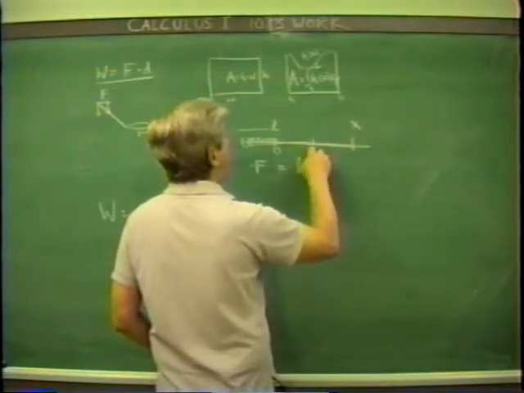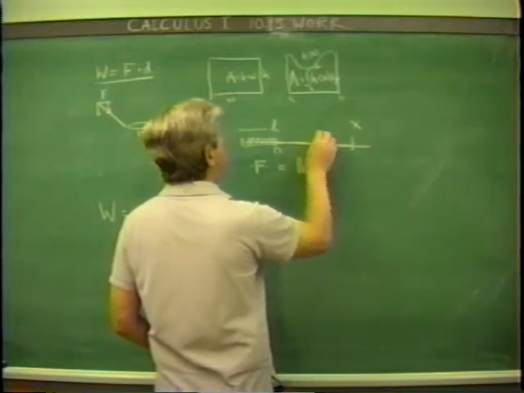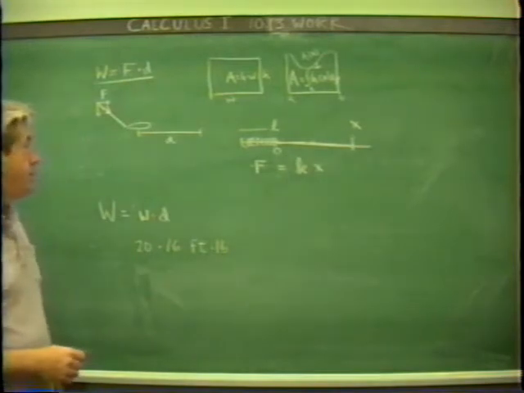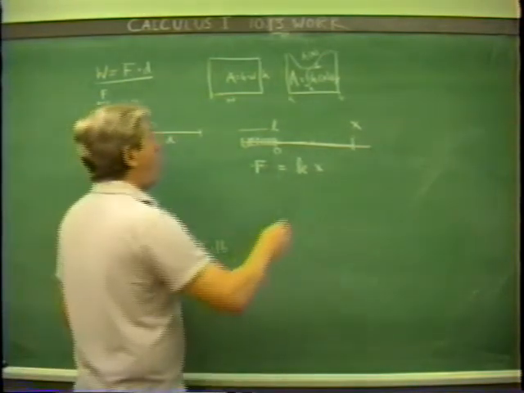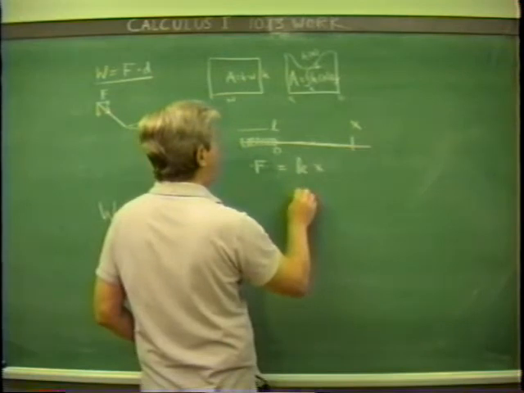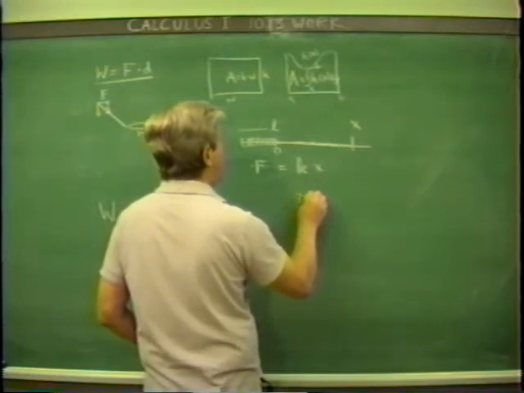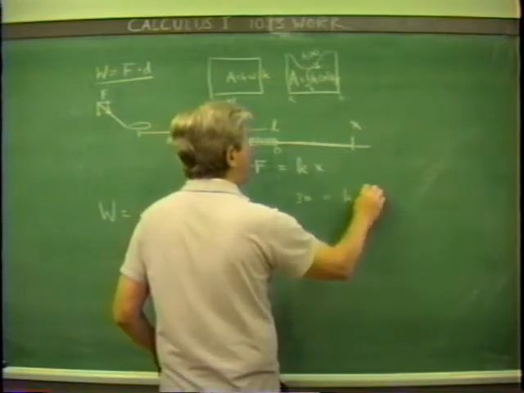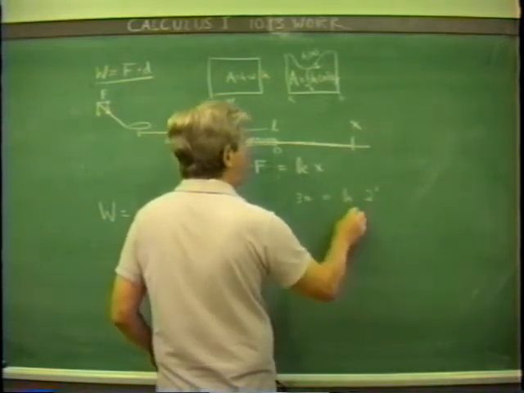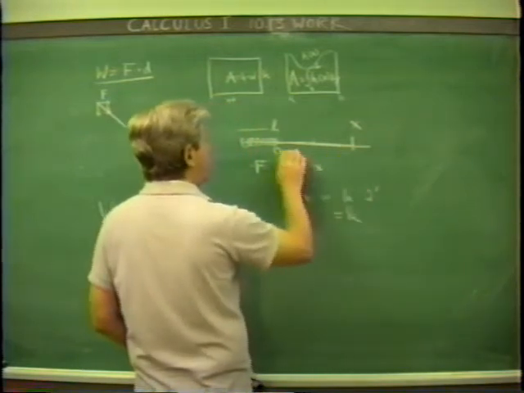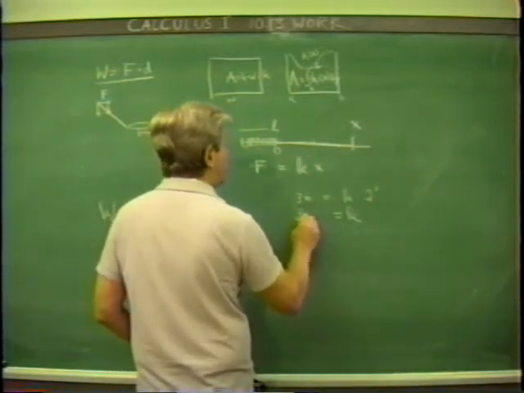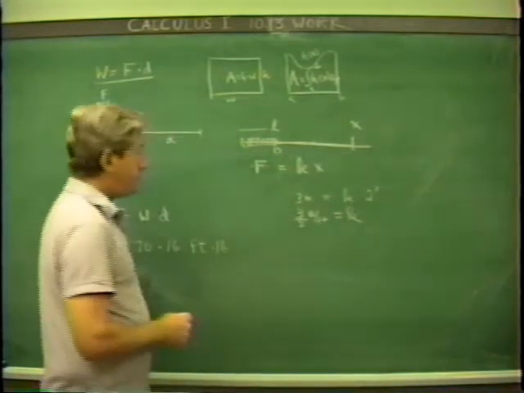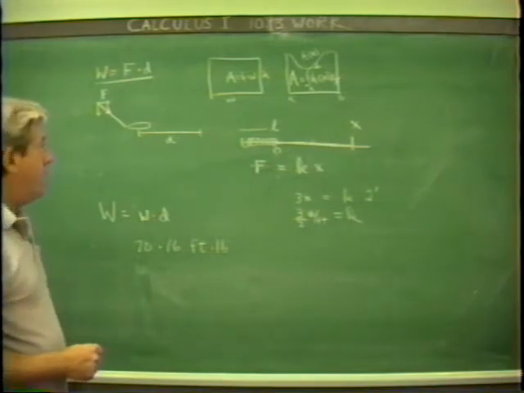If you knew, for example, that it took 3 pounds to move it out to this point x, then it's going to take 1.5 pounds to move it halfway. It's going to take proportionate amounts to move a proportionate distance. If you know, for example, that it takes 3 pounds to move the thing out to 2 feet, then you can compute K, and it tells you what K is for the spring. It's 3/2 pounds per foot.